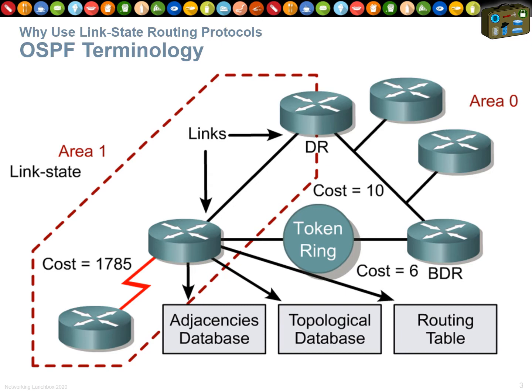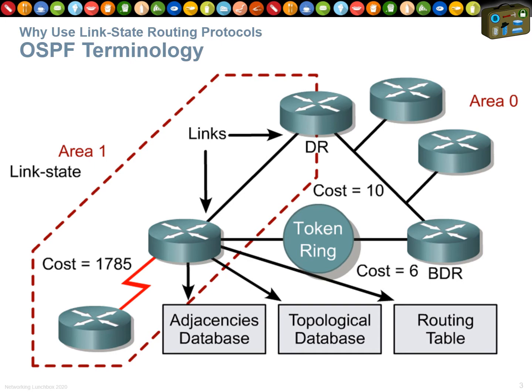Routing table. All OSPF routers maintain a routing table so they can give the best routes to any destination to the router itself. And an adjacency database, exactly the same as the neighbor table in EIGRP. All the routers maintain a list of directly connected neighbors, and they form adjacencies with those neighbors. And we're going to spend a bit of time on this today.